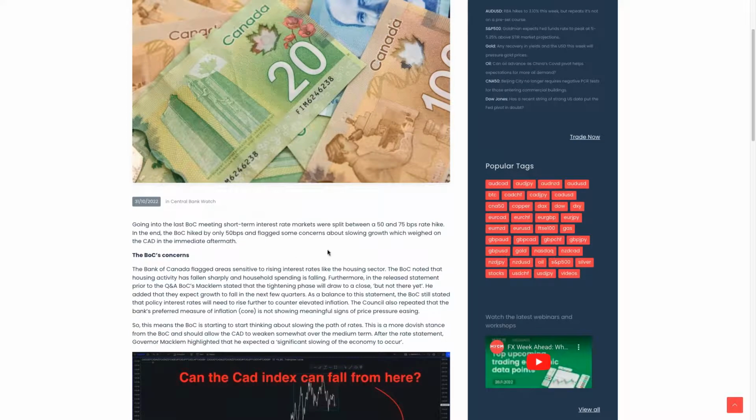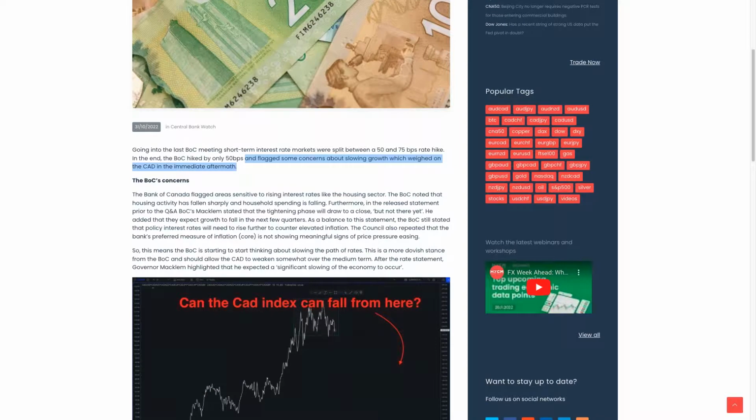The Bank of Canada only hiked by 50 basis points. There'd been a split in money markets, whether it be 50 or 75. It was only 50 basis points. And this was the key bit. They flagged some concerns about slowing growth, which weighed on the CAD in the immediate aftermath. So it's things like the rising interest rates were dampening demand in the housing sector, and the fact that the US, they were expecting that to go into a recession.